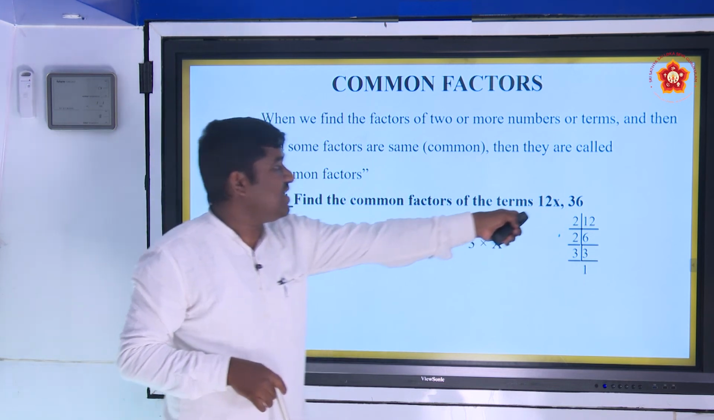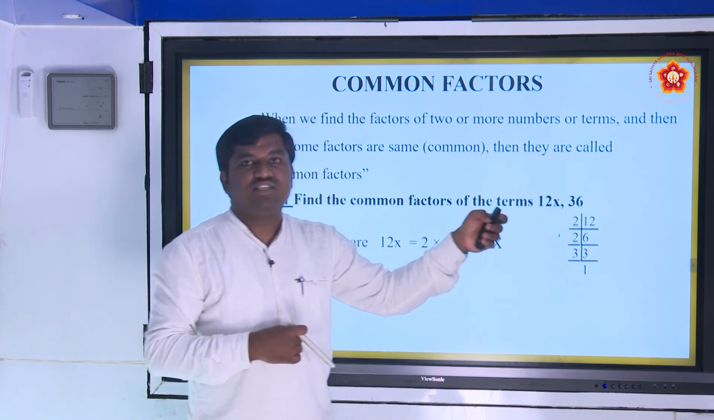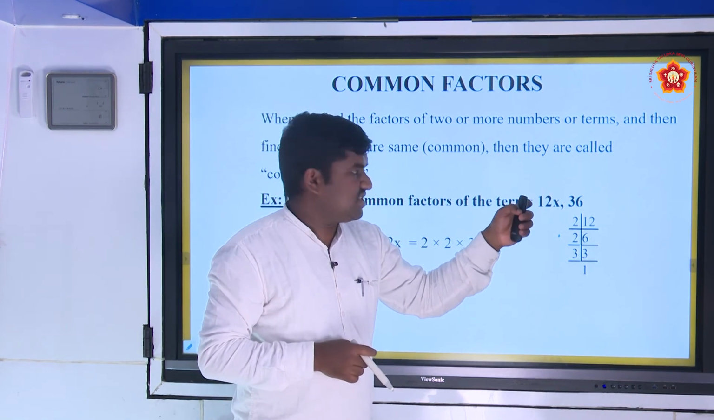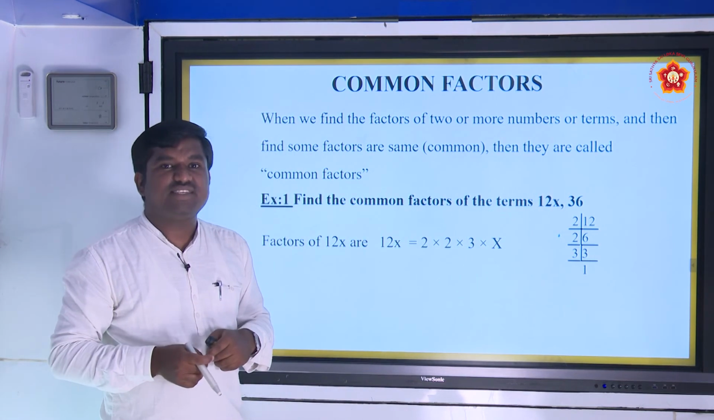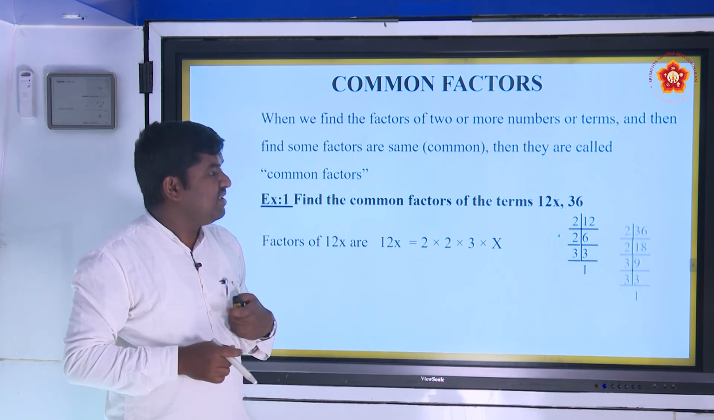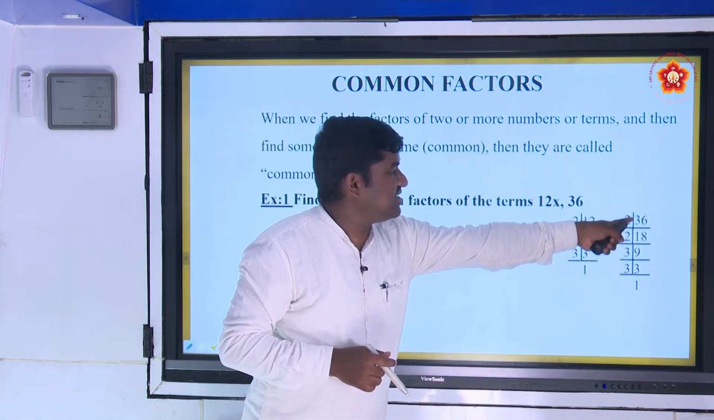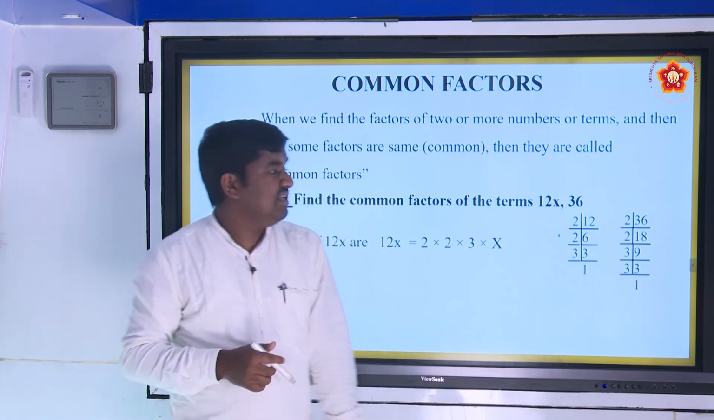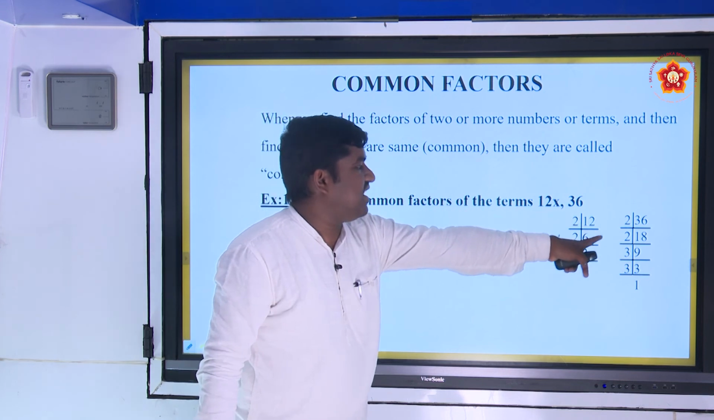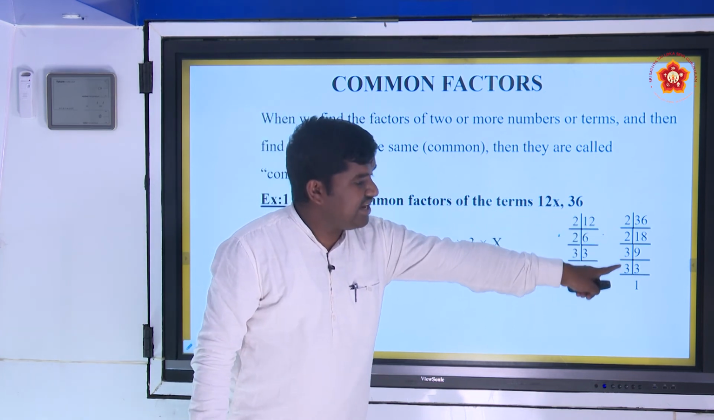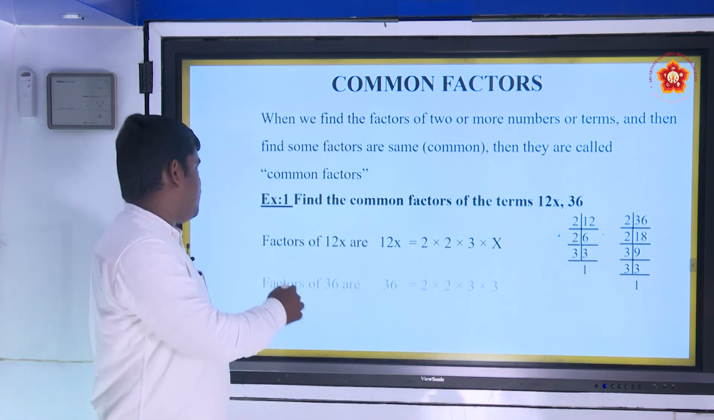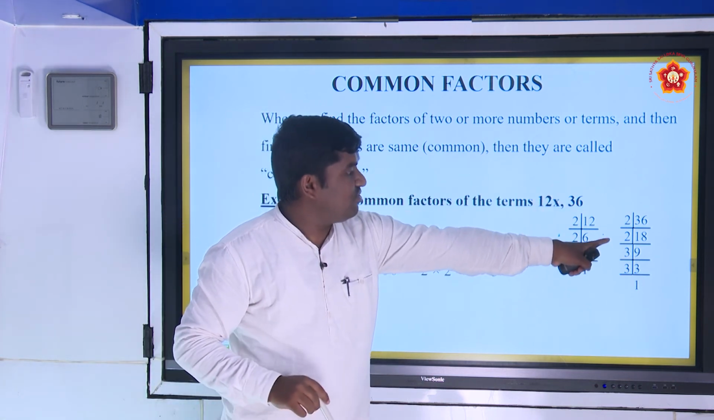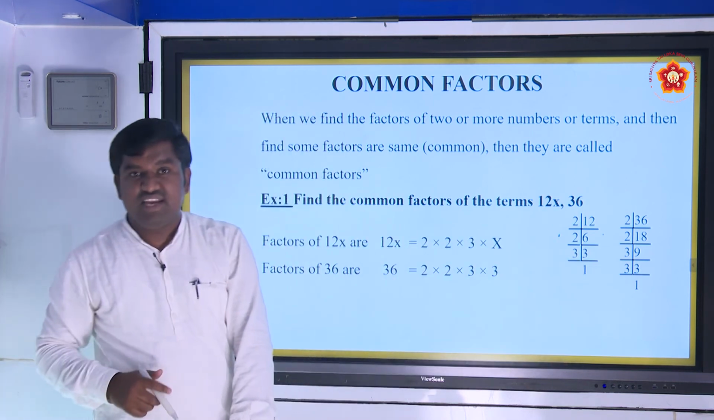Next, another number, 36. That is also a composite number. So 36 can also be expressed as prime factors. See, 2 eighteens are 36, 2 nines are 18, 3 threes are 9, 3 ones are 3. So the prime factors of 36 are 2 into 2 into 3 into 3. Therefore, the factors of 36 are 2 into 2 into 3 into 3.